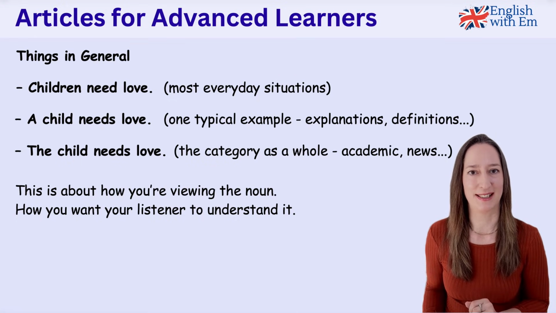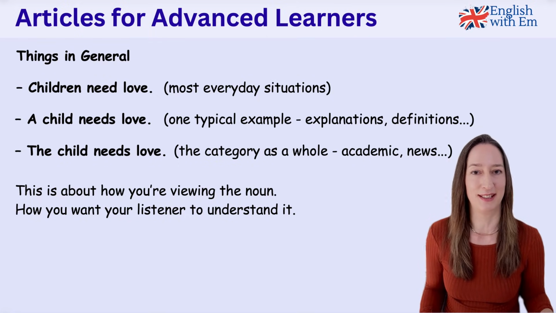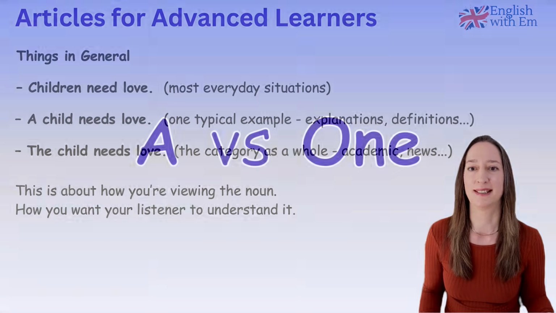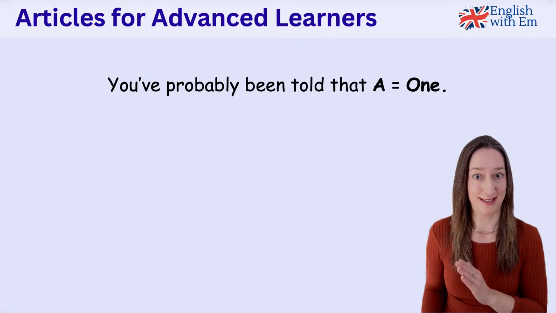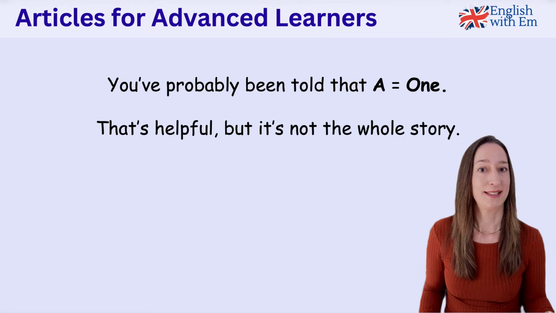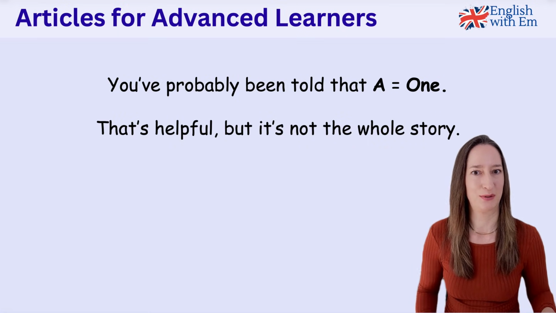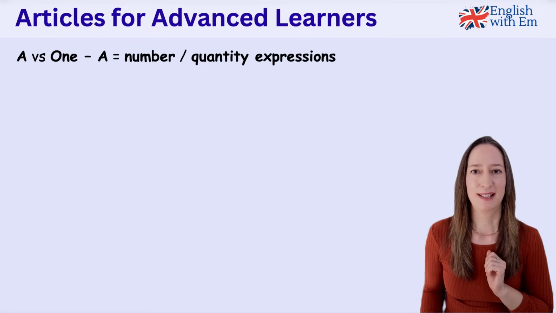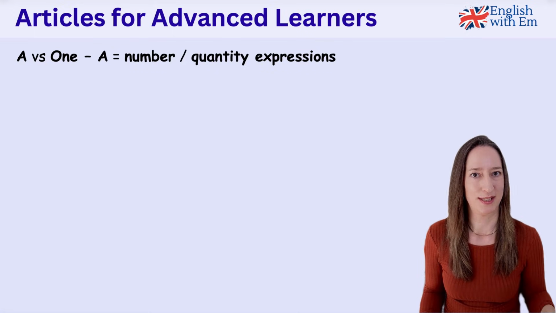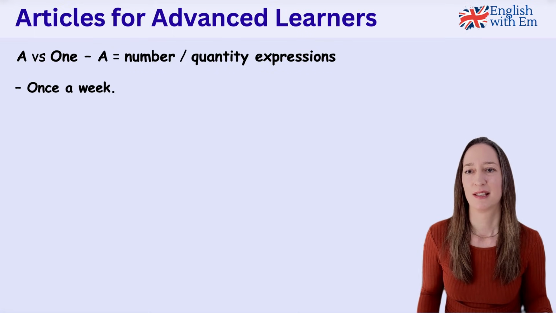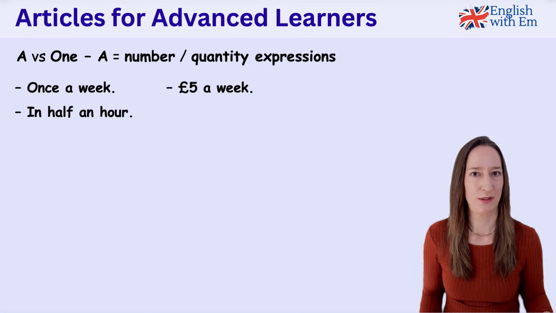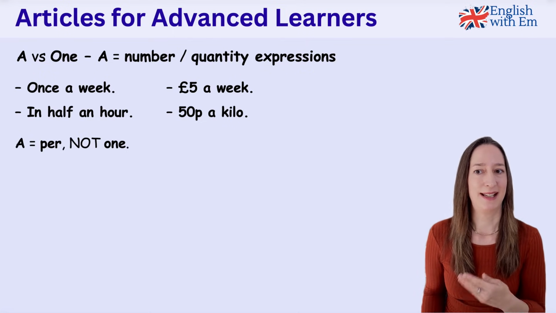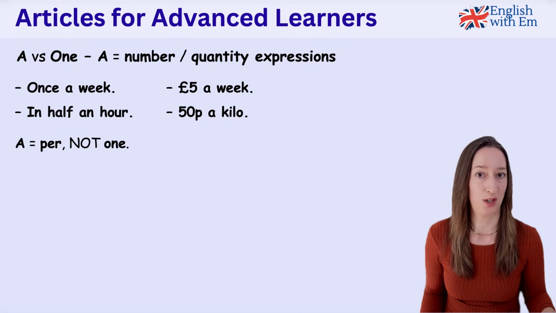Now we're going to take a look at an area that many advanced learners are unsure about, and that is a versus 1. You've probably been told that a equals 1. That's helpful, but it's not the whole story. Let's look at how we use a for number and quantity expressions. Once a week, in half an hour, £5 a week, 50p a kilo. In this case, a equals per, not 1.